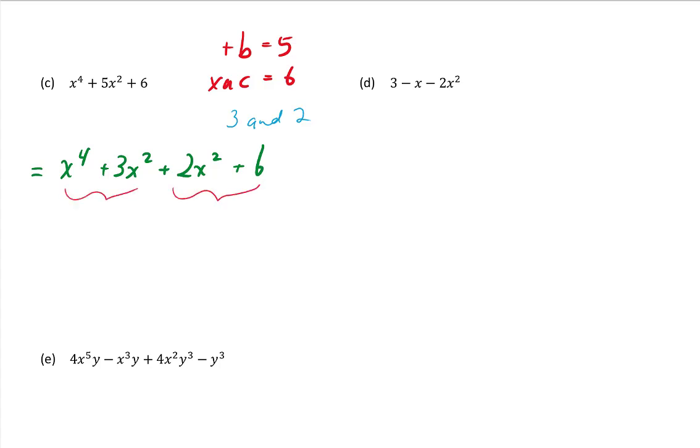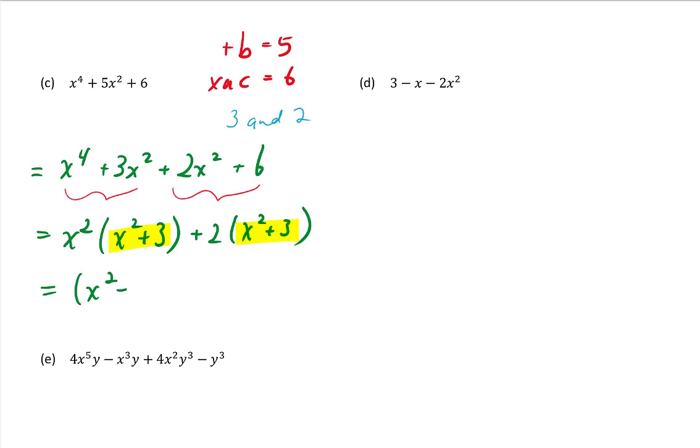Common factor the groups. So the first pair have x squared as a common factor. That leaves me with x squared plus 3. And the second pair have 2 as a factor. And that leaves me with x squared plus 3. And as long as we follow this method called decomposition, we should end up with a common factor at the end, and then we can factor our expression. So we have x squared plus 3, our common factor, and what's left over is x squared plus 2.